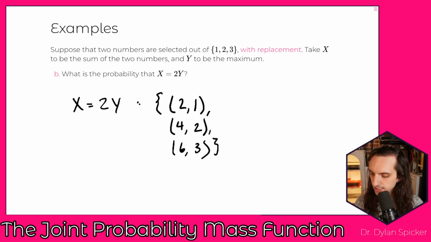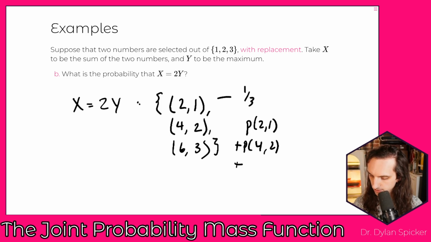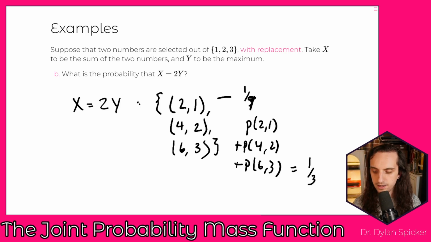Okay, and so we can add through each of these events, right? If we go back to our PMF, they each have 1/9 probability, and so you're going to have the probability of (2, 1), plus the probability of (4, 2), plus the probability of (6, 3). And so if you add those 3 up together, you're going to get 3 out of 9, or 1 in 3. Okay, so these are the ways that x is equal to 2y, and so when you add through all of them, you're going to get a 1 in 3 chance.